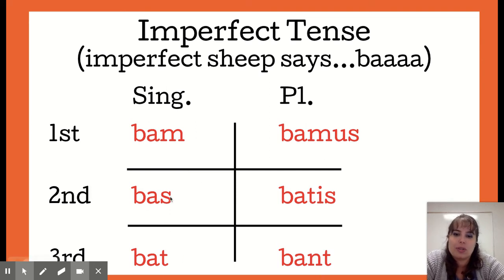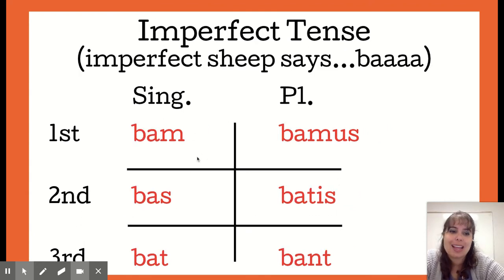Now you will notice we do still have our t, mus, tis, nt endings. So these endings are pretty consistent through most of the tenses. There's a couple variations, but these endings will tell you who's doing the verb. The one that is different is first person singular will often end in an M instead of an O. We see that with sum as well. So bam, bas, bat, bamus, batis, bant.